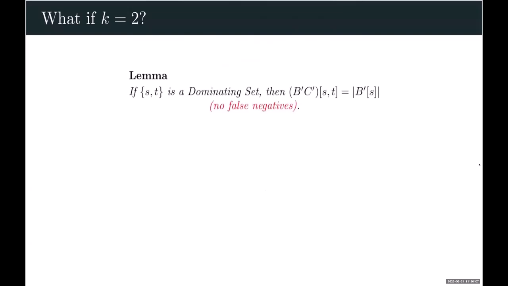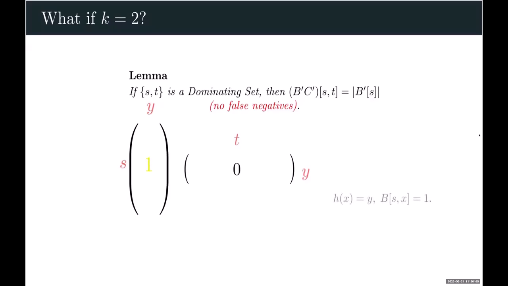So now it's pretty easy to see that we don't get any false negatives. If ST is a dominating set, then in the product matrix, we will have this thing satisfied. Why is this? Let's assume, for contradiction, that this does not hold. Then this only does not hold if there exists a Y such that the corresponding entry here is 1 and in the other place is 0. But let's unwrap this. What does this mean?